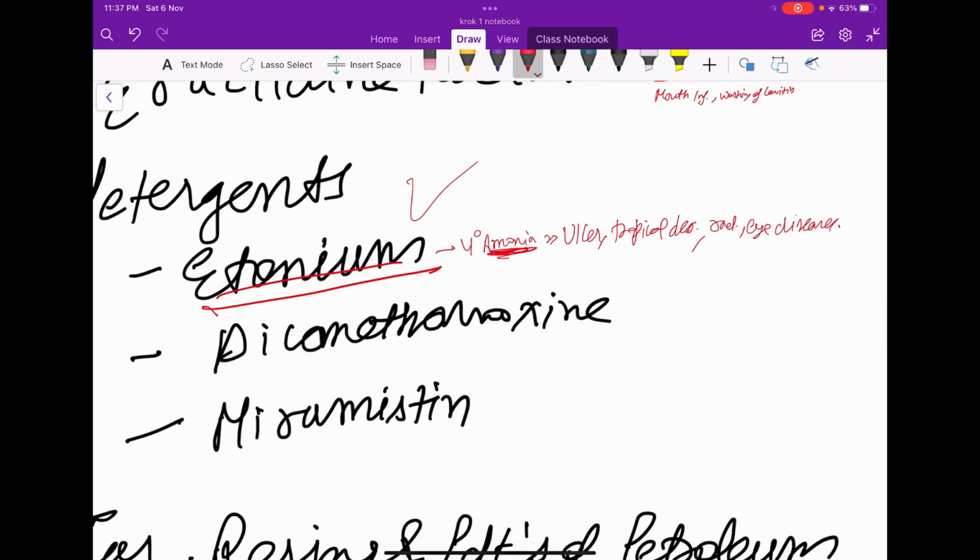Thereafter comes what is the next one? Decamethoxine. It's again a quaternary ammonium compound. It acts as a detergent, and its pharmacological activities are again the same as etonium, which is just here. Okay, guys.